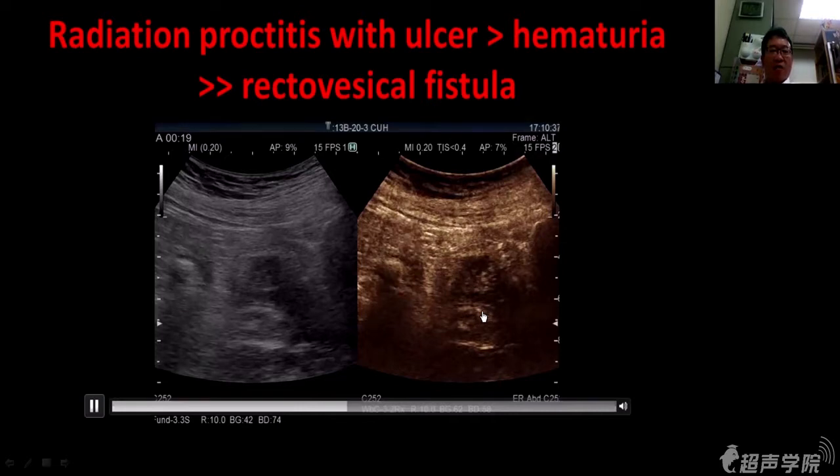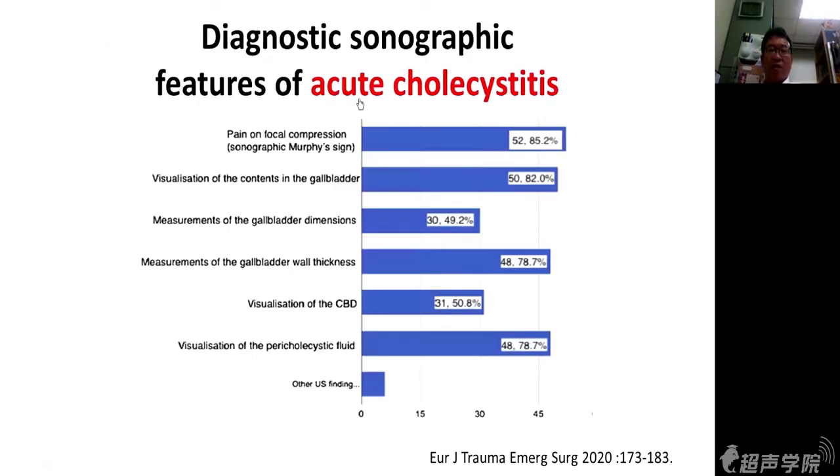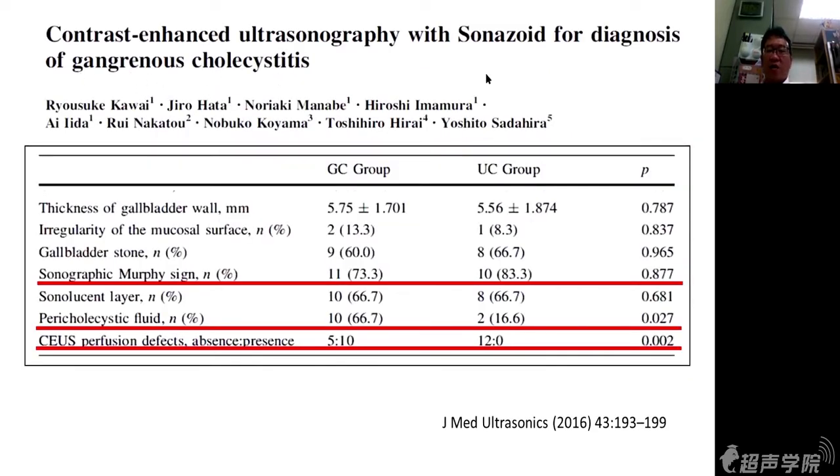Besides solid organ rupture, we can also check inflammation, progression, and abscess in the abdomen. Fourth is acute cholecystitis. The sonographic Murphy sign is actually the most important sign for acute cholecystitis, but sometimes we have to differentiate gangrenous cholecystitis from uncomplicated cholecystitis. In this study, they used Sonazoid, a long-lasting contrast medium, and showed that in both groups, gangrenous and uncomplicated cholecystitis, the sonographic Murphy sign is the same. However, the pericholecystic fluid visualized after the contrast is more in gangrenous cholecystitis. Also, there is a perfusion defect on the wall.